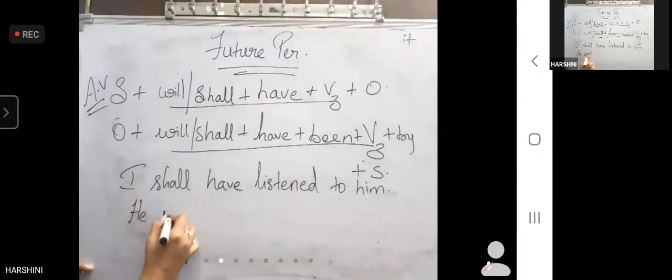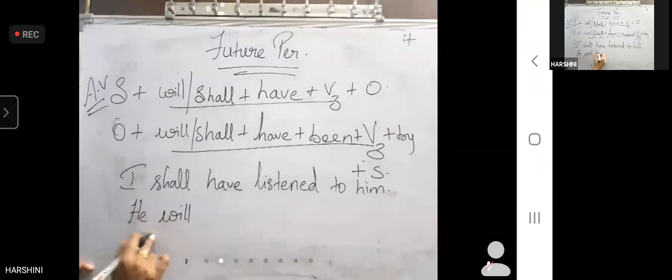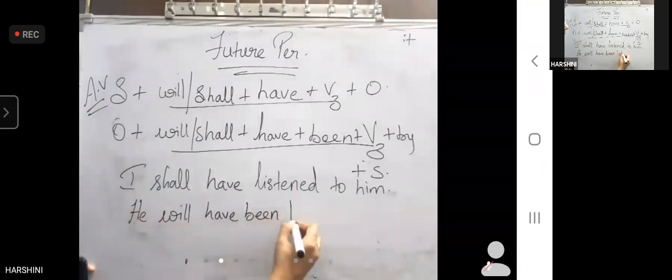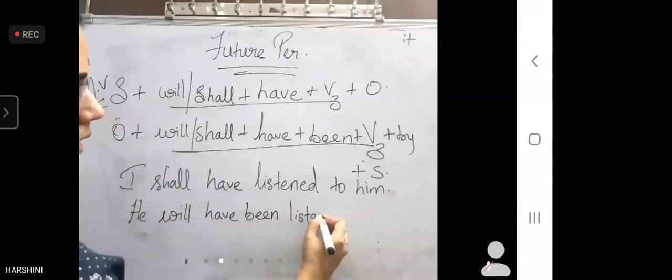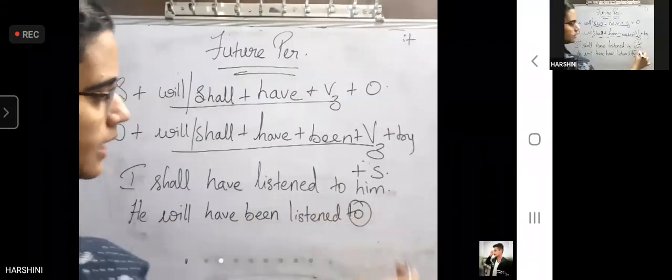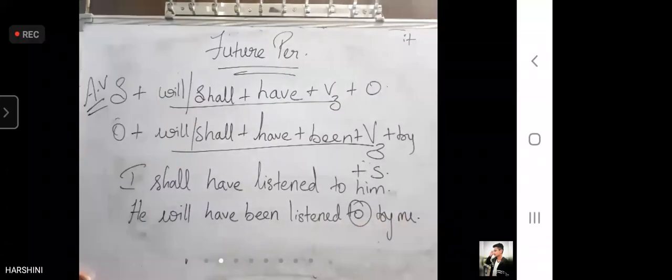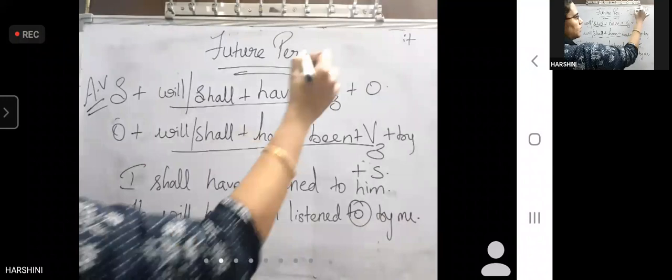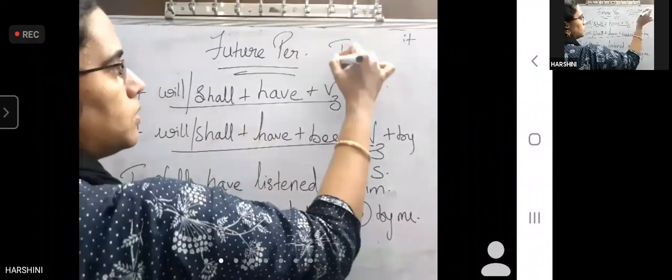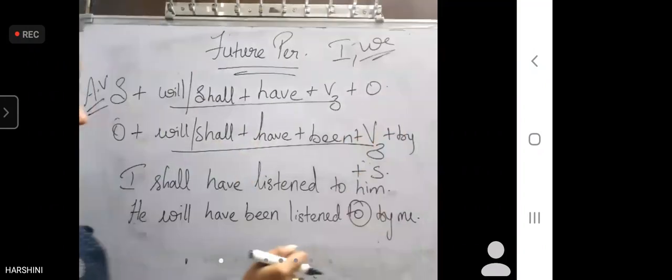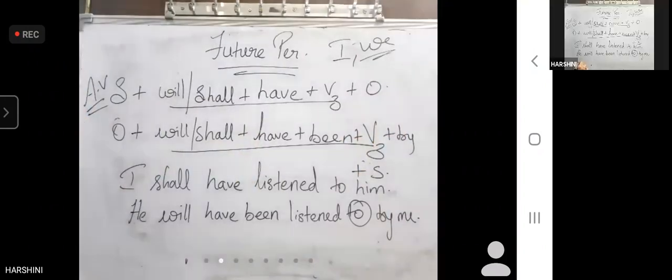He will. You can't use shall after he. Have been should be written because it is passive voice. Listened to by me. Listened to, preposition as it is, by me. Next question. Ma'am, why can't we use shall? Shall is used only for I and we. Oh, okay. You should not use it for the rest. Next.